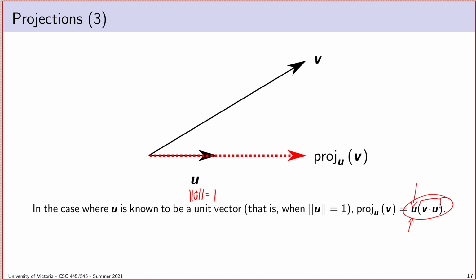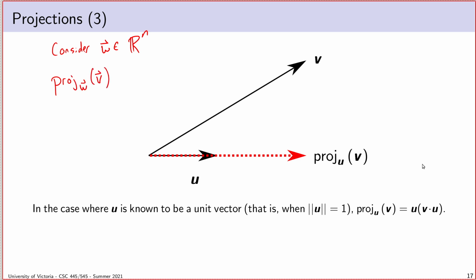Okay, so how does that apply if U isn't a unit vector? Well, what we can do is basically sub in to this equation the situation where U is some arbitrary vector. So, for example, consider W in Rn. And suppose that we don't know anything about the length of W. Well, if I want the projection of V onto W, so I want to project onto W my vector V, then I want to use this formula. But I can't because W isn't a unit vector.